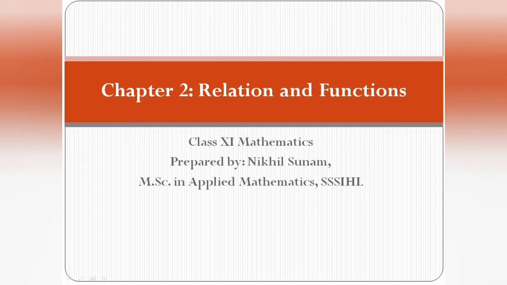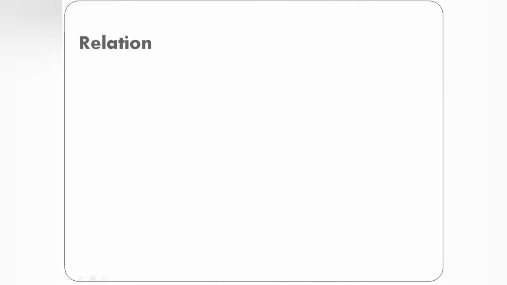So let's continue with the same chapter on relation and function. So far we have learned about ordered pairs and Cartesian product. With the assumption that you have understood Cartesian product, let's begin. The topic for the day is relation. Let's understand what the meaning of relation is.